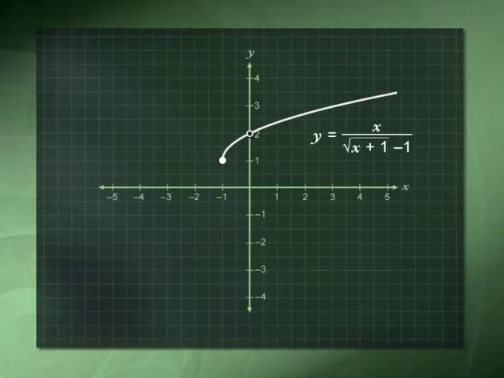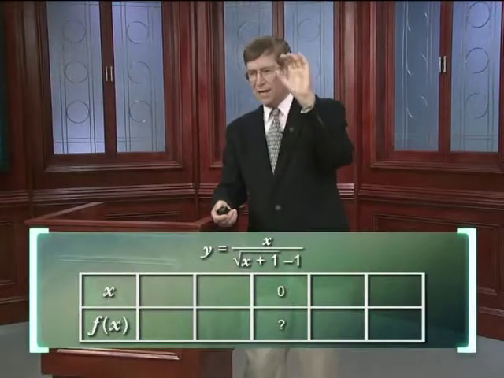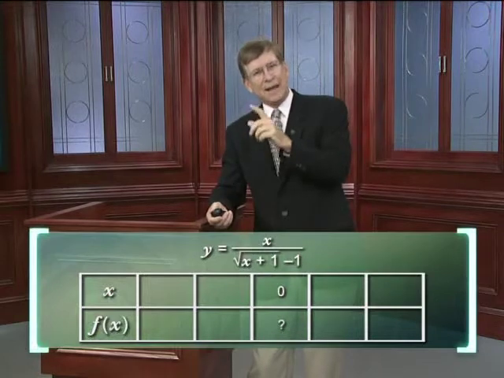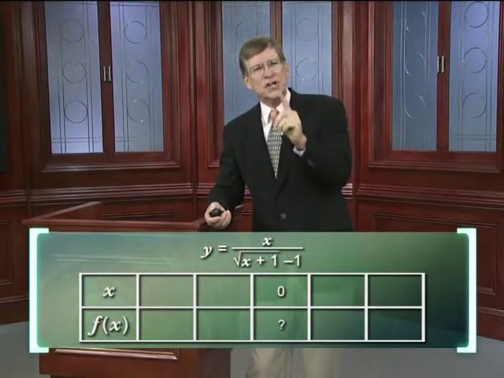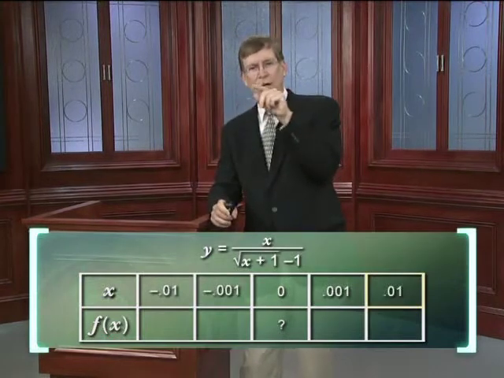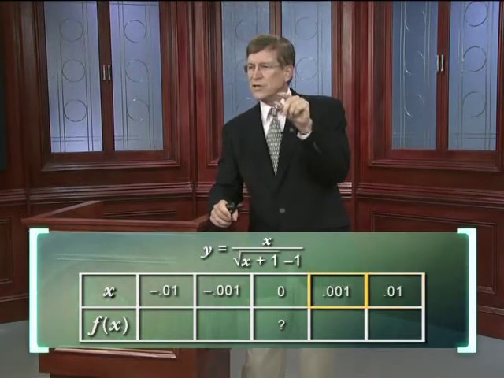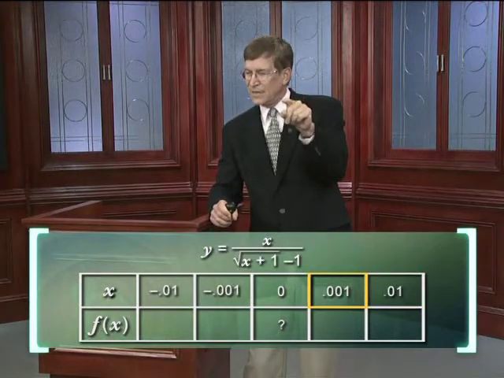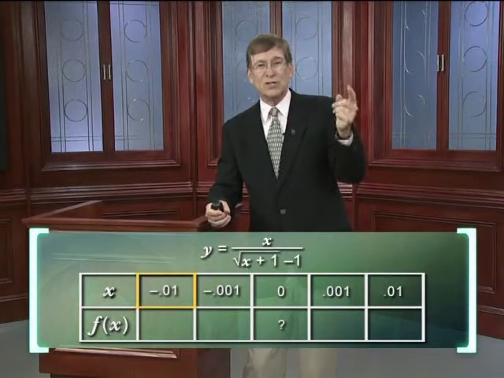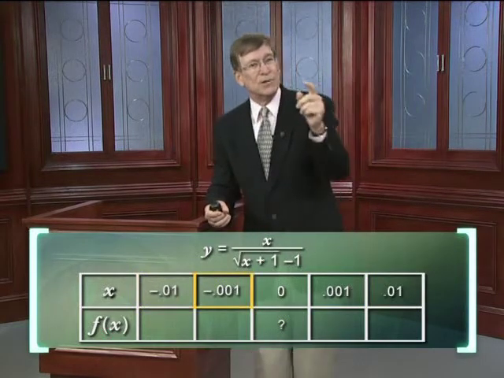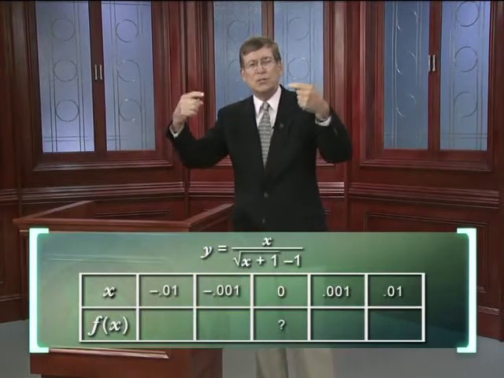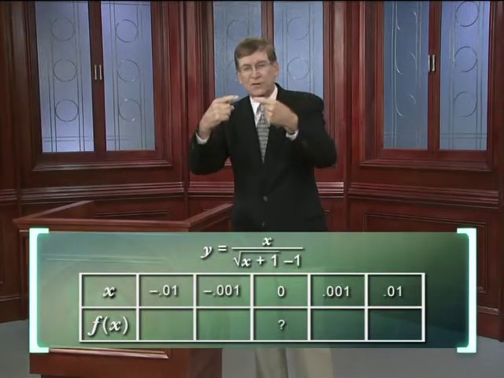Let's now look at a numerical approach. Take your function, x divided by square root of x plus 1 minus 1, and plug in a lot of values near 0. In this chart, you'll see that I've plugged in values like 0.01, 0.001, etc., and then some points on the other side of 0, like minus 0.01, minus 0.001, etc. I've plugged in values getting closer and closer to 0 from both sides of 0.